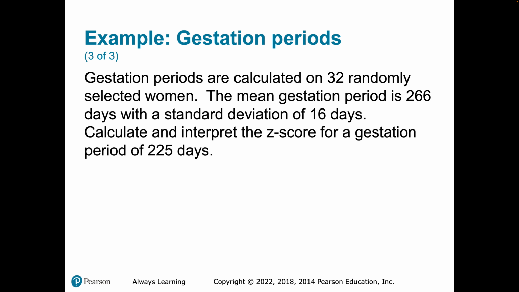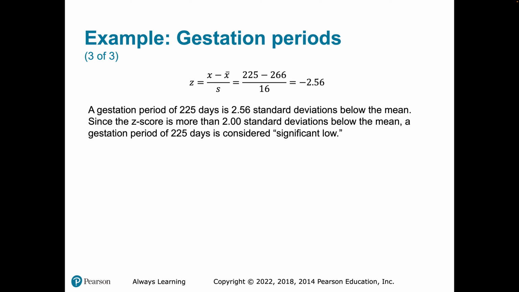Gestation periods calculated on 32 randomly selected women. The mean gestation period is 266 with a standard deviation of 16 days. Calculate and interpret the z-score for a gestation period of 225. Well, as you would expect, we're going to do the same thing. We're going to put 225 in for our X, 266 is our mean X bar, 16 is our standard deviation. Doing the arithmetic, we get negative 2.56. So we conclude that a gestation period of 225 days is 2.56 standard deviations below the mean.